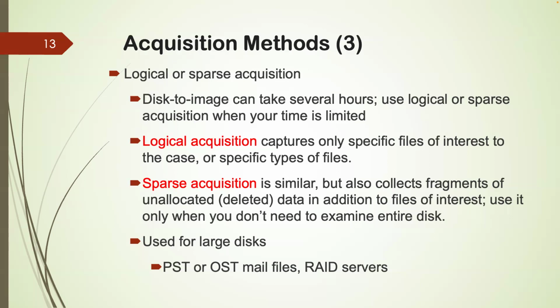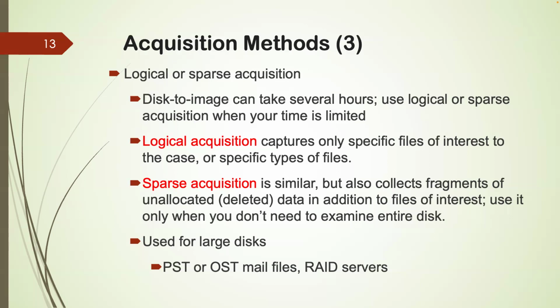Sparse acquisition is similar to logical acquisition. You collect the files that you're looking for, but you also collect some other segments from the hard drive in addition to those files. Both logical and sparse acquisition you will only do when you have some limitation, for example, limited access to the suspect's device, or limited resources. Ideally, the preferred way is to do the bit-to-bit copy by using either disk-to-disk or disk-to-image methods.